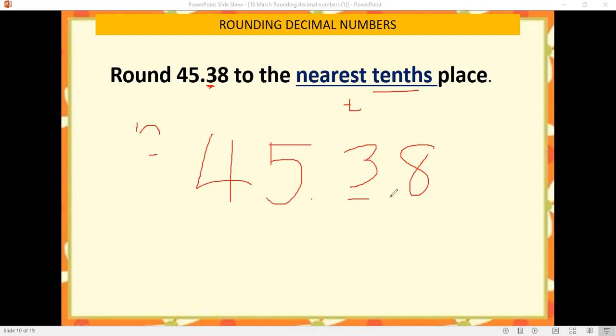And which one are we going to think about? So we are going to think about the hundredths place. So now think, is 8 4 or less or 5 or more? Since 8 is 5 or more, therefore the tenths digit will be added 1. So if we round 45.38 to the nearest tenths, it will be 45.4. Okay? So we are rounding only up to the nearest tenths. Understood?